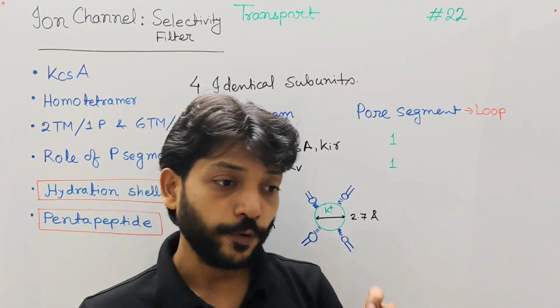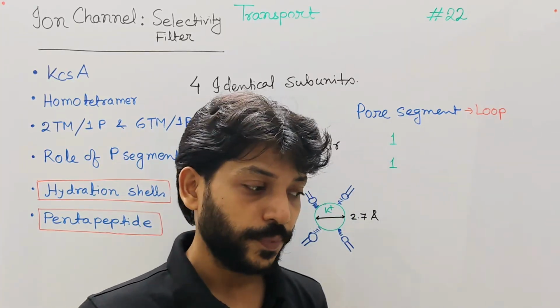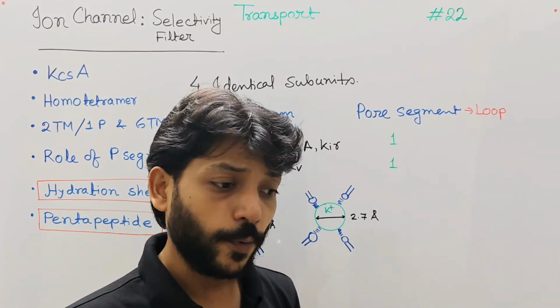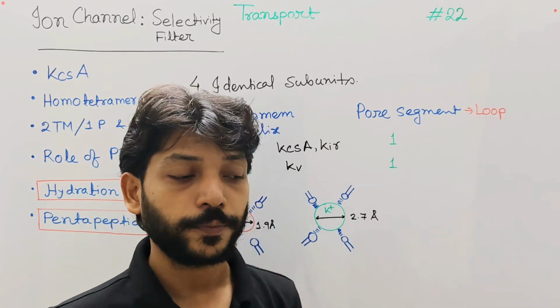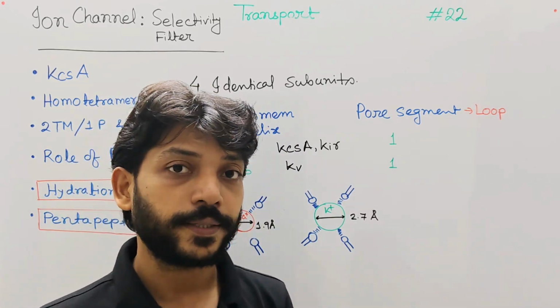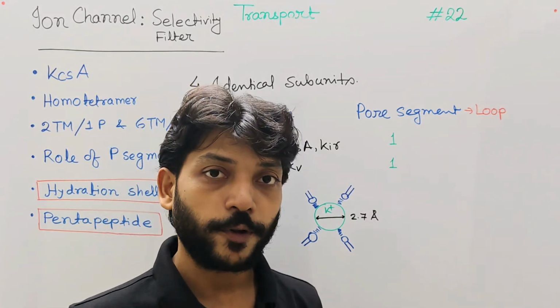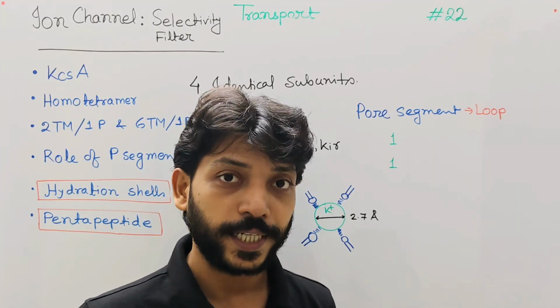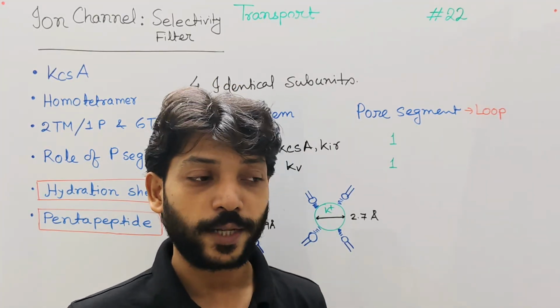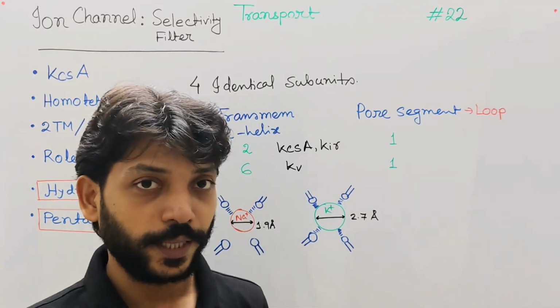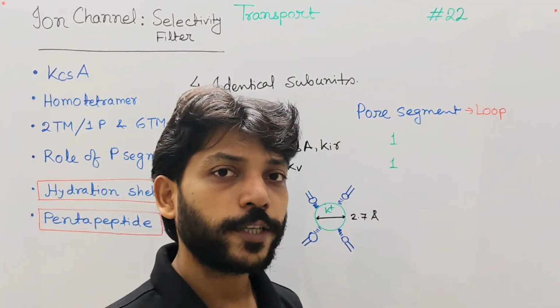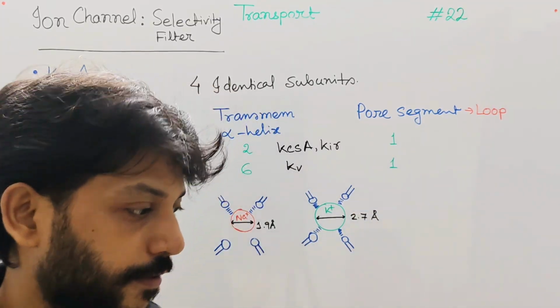Not only that, if you mutate certain amino acids in these potassium channels, then the channels cannot discriminate potassium ions over sodium ions. Also, if you replace the P segments of bacterial potassium channels with those of mammalian potassium channels, the channels can still transport potassium ions very easily and well. So that means this P segment has a significant role in the selectivity.